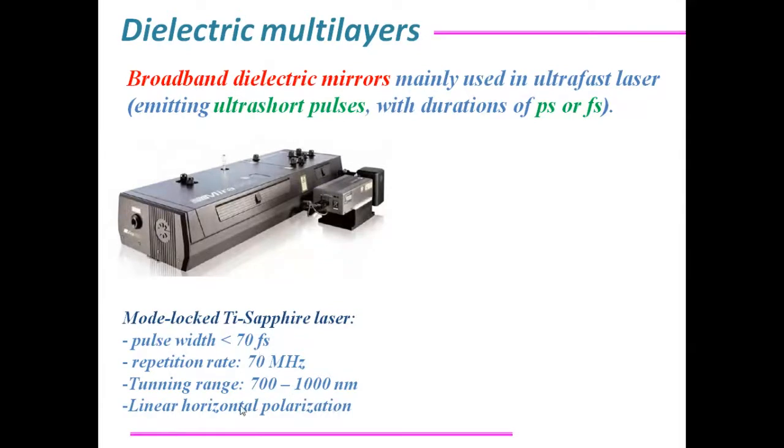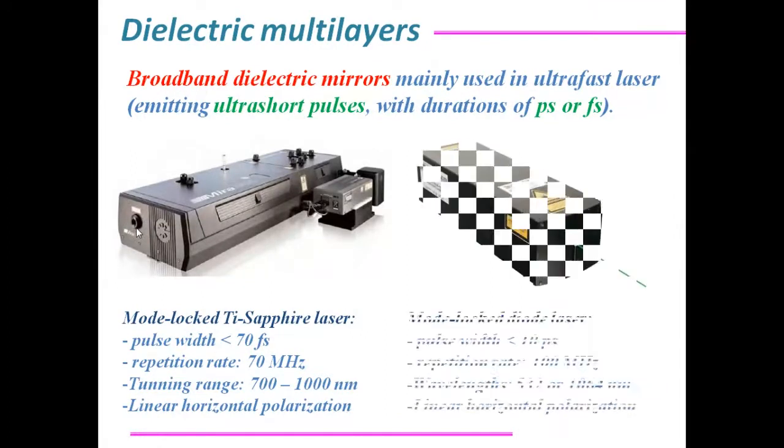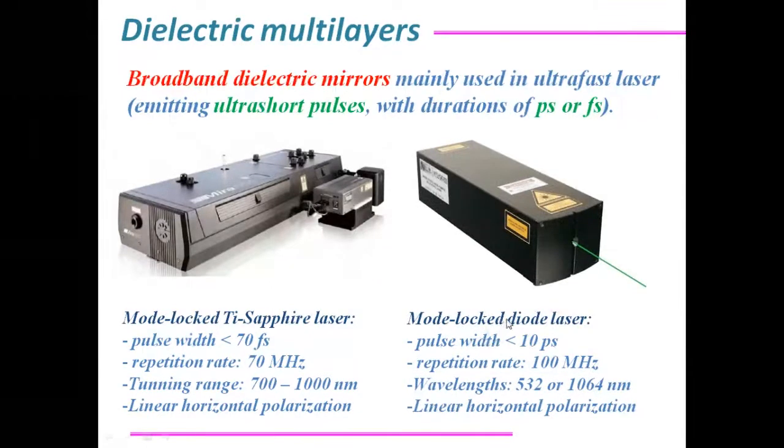The tuning range can operate in the visible and in the near infrared wavelength range. They also mainly produce linear polarization light, horizontal. As far as I know, no one produces circular polarization, but that's another topic. Another type is a mode-locked diode laser, with 10 picosecond pulse width and a repetition rate. It operates even for green color. So these are the types of femtosecond lasers.